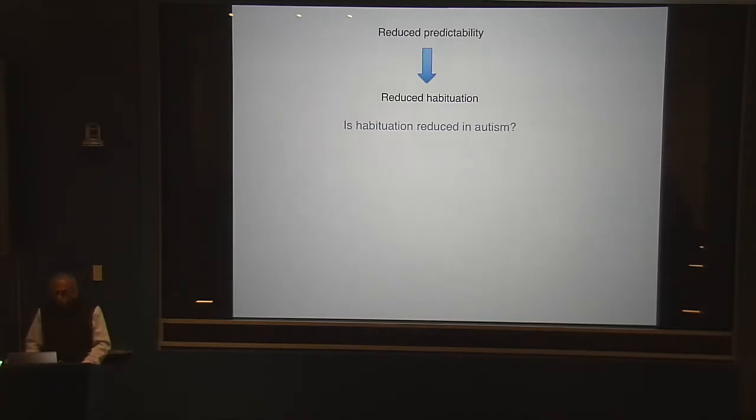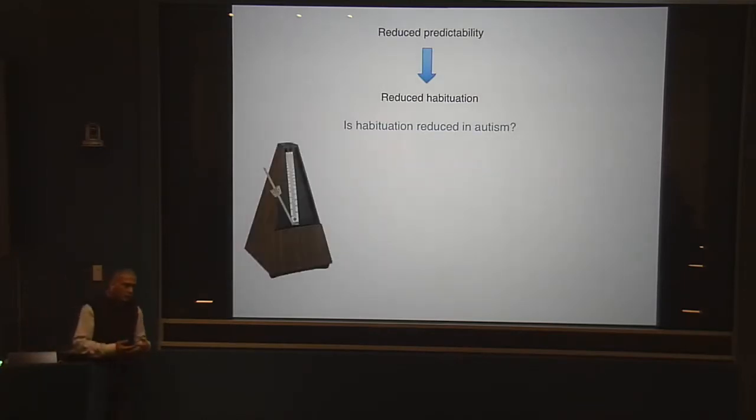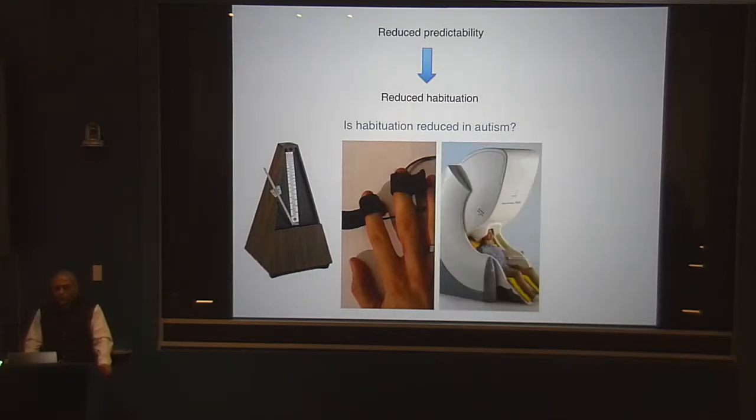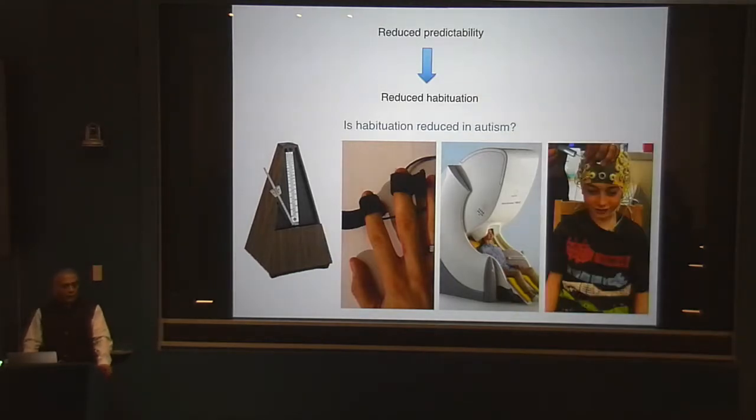The way we have approached this question is by presenting individuals different kinds of sequences. Here I'm going to talk about metronomic auditory sequences. So the person is hearing, say, tick, tick, tick, tick, once every second, while we record different kinds of responses from them. So we are looking at the galvanic skin response.